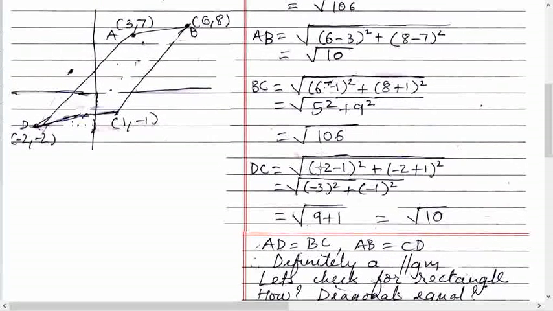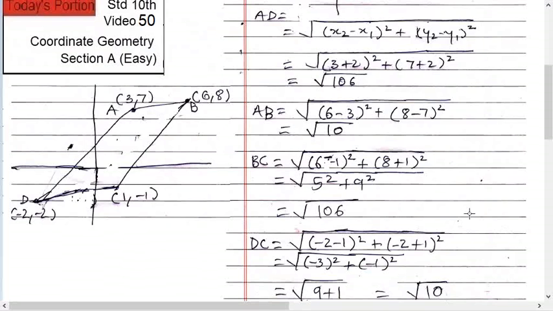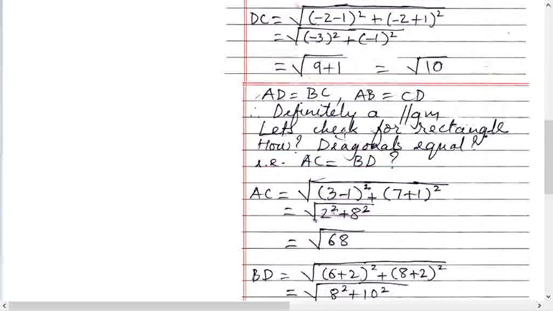DC is what? Minus 2 minus 1 the whole square plus minus 2 plus 1 the whole square, right? This one, this. So you get root of 10. So one thing you see: root 106, root 106, root 10, root 10, means opposite sides are equal, right? Therefore, it's definitely a parallelogram. Only now we have to find whether it is a rectangle or not.